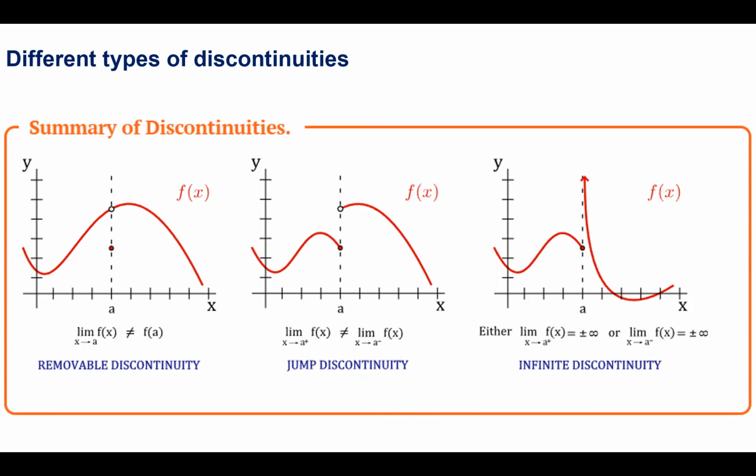And the third type of discontinuity is called an infinite discontinuity, which is illustrated in the third graph here. As you can see here, either the limit of f(x) when x approaches a from the positive side equals positive or negative infinity, or the limit of f(x) when x approaches a from the negative side equals positive or negative infinity. Therefore, in this case, we say this function has an infinite discontinuity at the specific point x equals a. Understand?